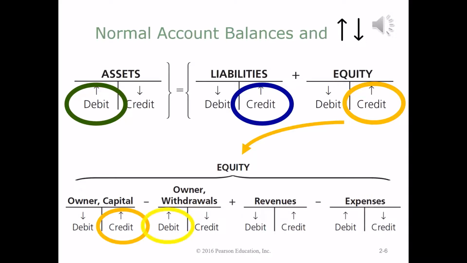Owner withdrawals has a normal balance of a debit because it reduces equity, so we have the opposite balance to offset the capital account. Revenue has a normal balance of a credit because when we receive revenue, that's sales, it increases our equity. It increases the owner's rights to the value of the assets. And conversely, expenses have a normal balance of debits because when we spend money, it decreases our equity.